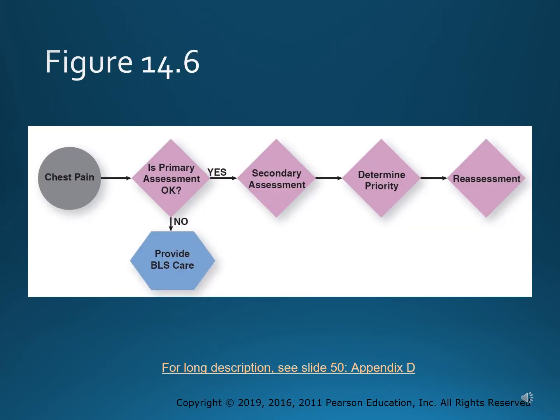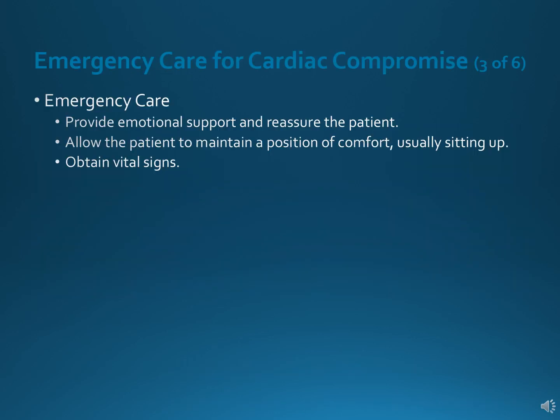In this figure, it's an algorithm for the emergency care of a patient with signs and symptoms of cardiac compromise. So if they're having chest pain, is the primary assessment okay to do? If it is, then you move on to your secondary assessment, determine your priority, and then reassess. If that primary assessment turns up not okay, then you're going to provide BLS care. During your emergency care, you're going to provide emotional support and reassure that patient. You're going to allow the patient to maintain a position of comfort, usually in a sitting up position, and then obtain that set of vital signs.